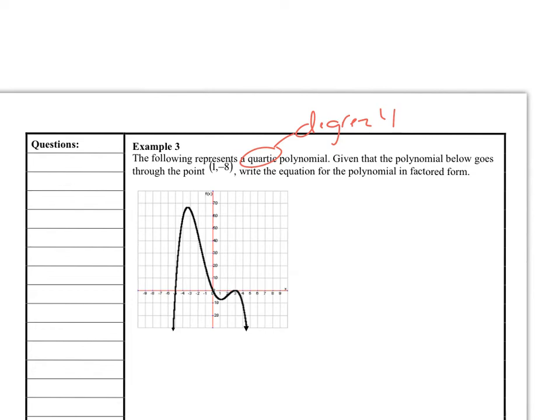So given that the polynomial below goes through the point (1, -8), and that's important because, well, you really can't tell that. So (1, -8) is kind of an important number there. Okay, write the equation for the polynomial in factored form.